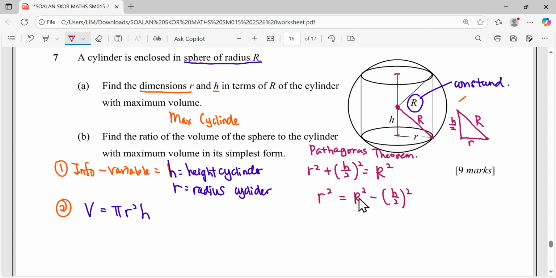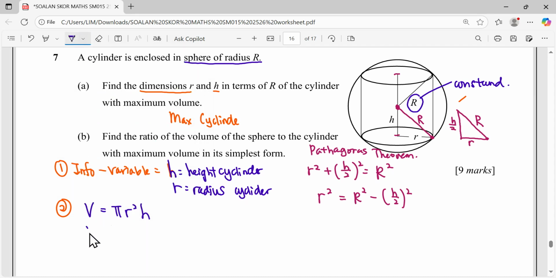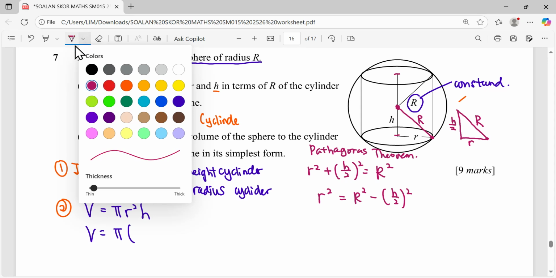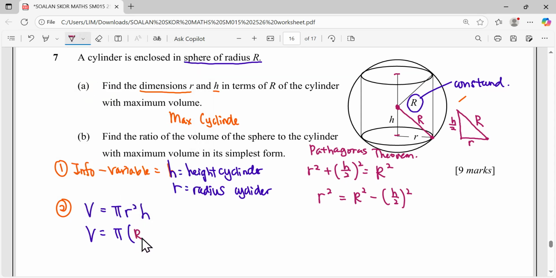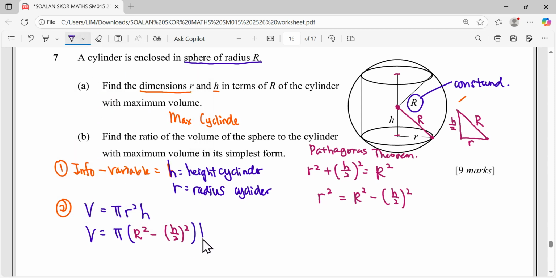So remember, big R here is constant. R here is constant means it is a number there, but we don't know what that number is. We don't need to find out what the number is. We make sure it is constant. So we substitute r square here. The radius squared for the cylinder here is R square minus h over 2 squared. This is part of r square times h. So now we get our formula in a single variable. Our variable here just remains h only.